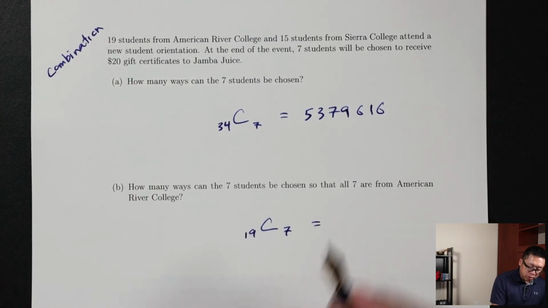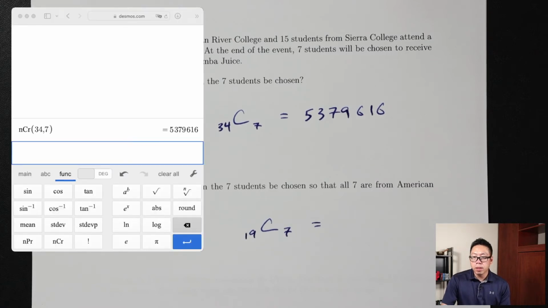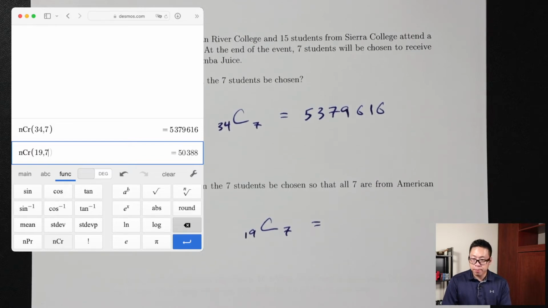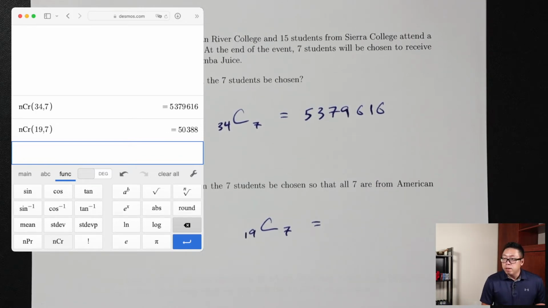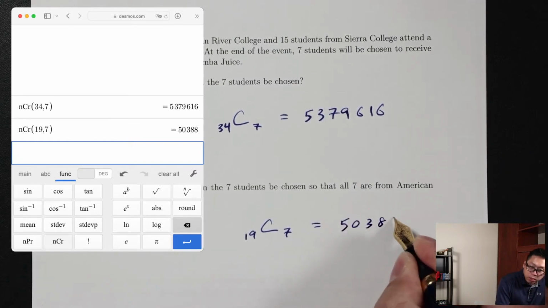So our final answer here on the calculator again, 19 choose 7. So NCR, 19, 7. 50,388.